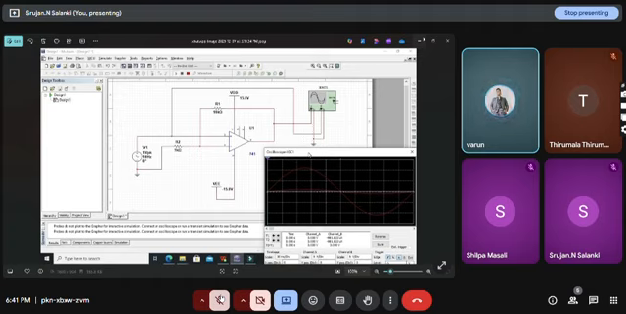To conclude, a non-inverting amplifier increases the amplitude of the input signal without changing its phase and uses negative feedback for stability and controlled gain.